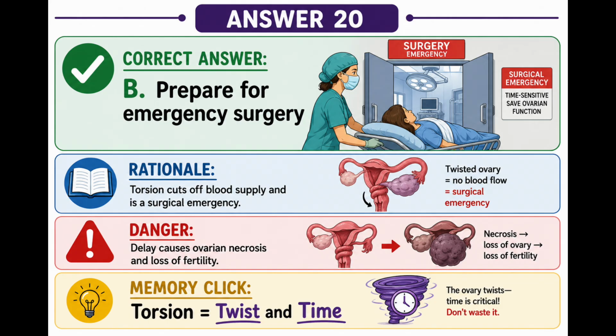Rationale: torsion cuts off blood supply and is a surgical emergency. Danger: delay causes ovarian necrosis and loss of fertility. Memory click: torsion equals twist in time.